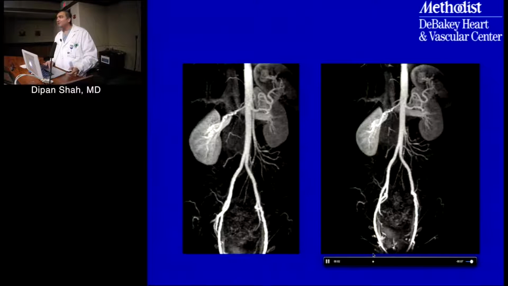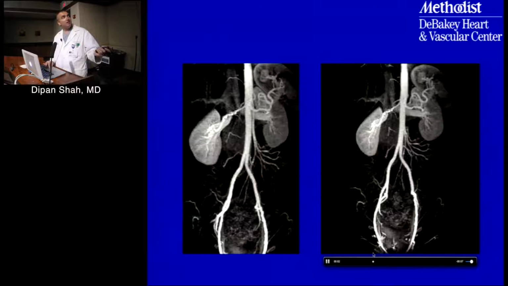So what is that? Right. So that raises concern for fibromuscular dysplasia. That's different than atherosclerotic renal disease, which oftentimes could be multifocal as well, but it doesn't give you this kind of classic beaded type appearance that you see.